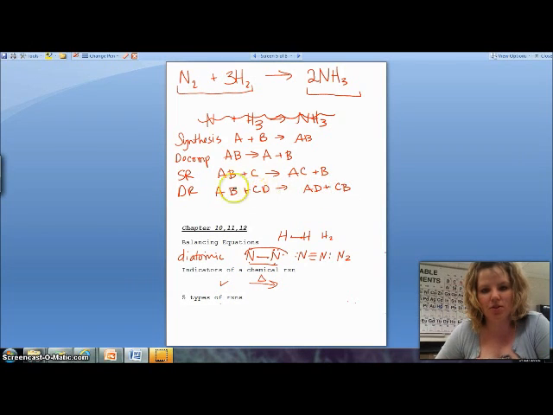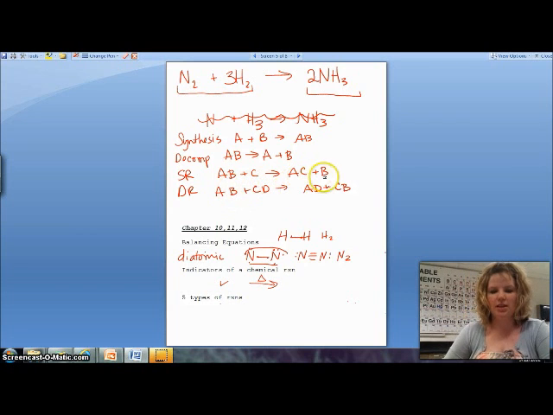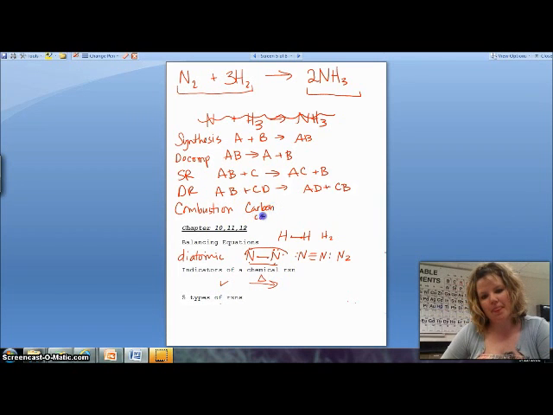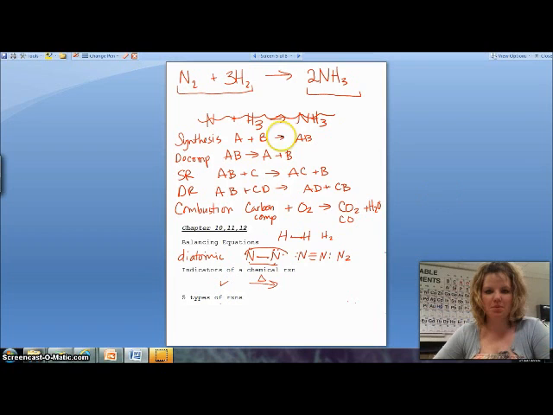Notice I put the C first because a cation is always the first one. You want to leave it first. And then you have your combustion, just like a combustion engine. And so you're going to have some kind of carbon compound. And that carbon compound is added with oxygen, O2, diatomic molecule, and it makes CO2, or sometimes CO, plus H2O. Okay? So those are your 5 types of reactions.